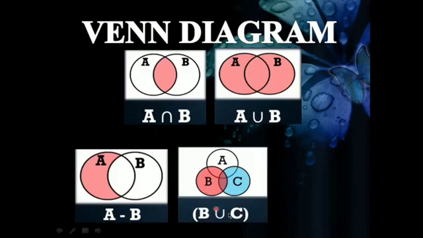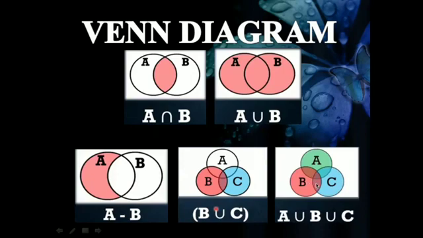Next, B union C. So here we have a Venn diagram composed of three circles A, B, C. The only shaded regions are the circles of B and C. So that is B union C. While if it is all shaded, that is A union B union C. So that's it.